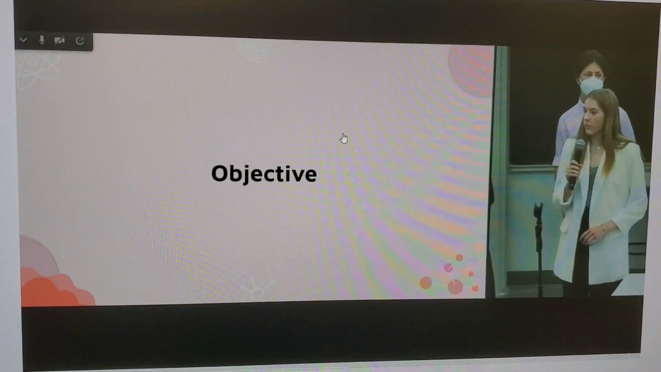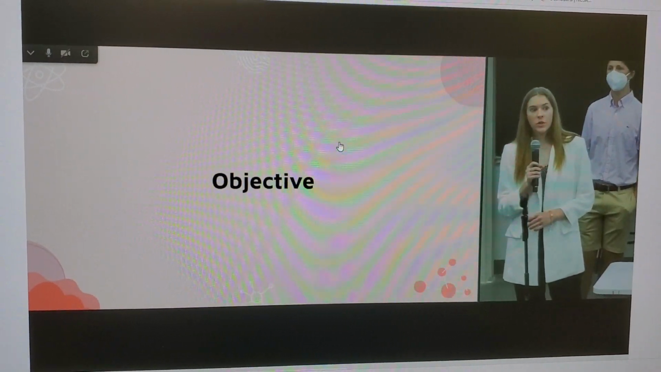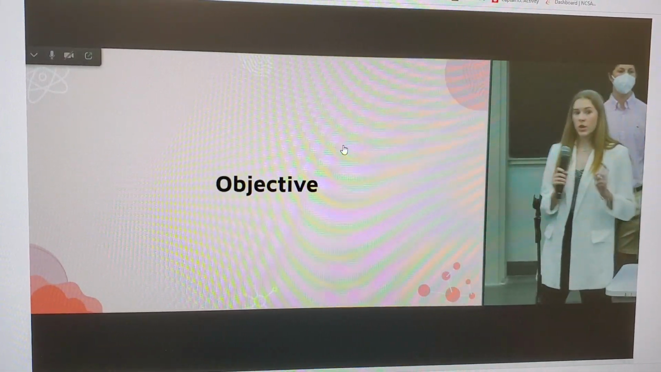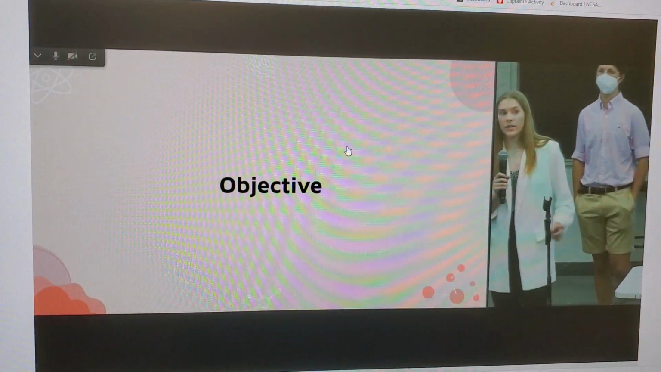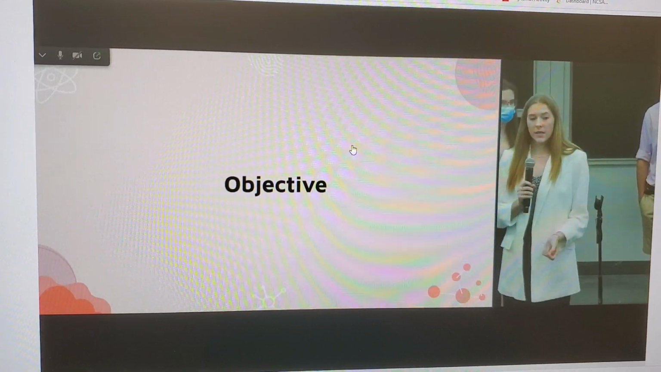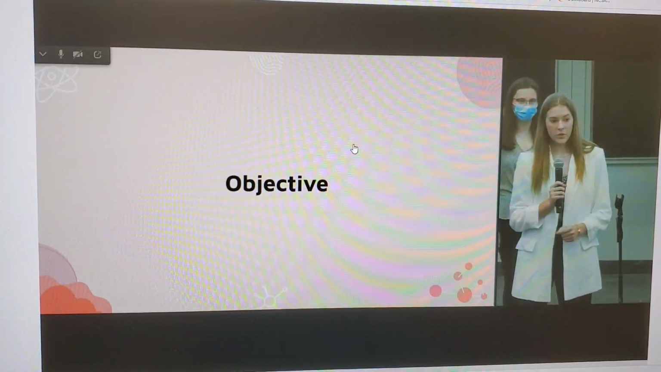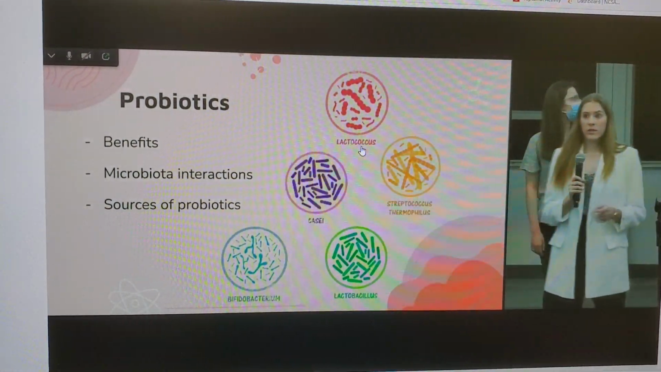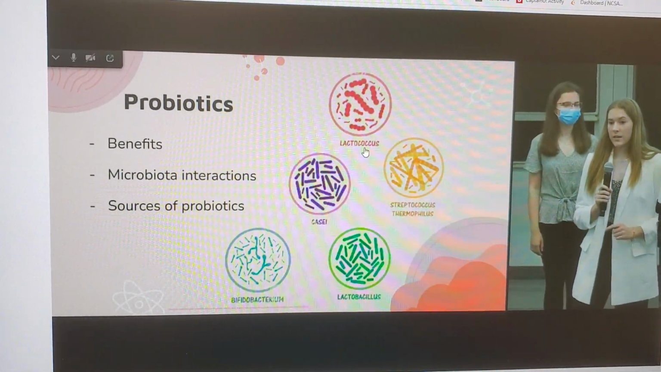So as it was mentioned before, the objective of our research was to create a pipeline of computational analysis from DNA fingerprints, which are sequences of DNA broken into unique segments. So before we begin, we want to give a basic understanding of microbiology and why we chose the microbes we chose. So to start, probiotics are the live beneficial bacteria that live inside of your body.